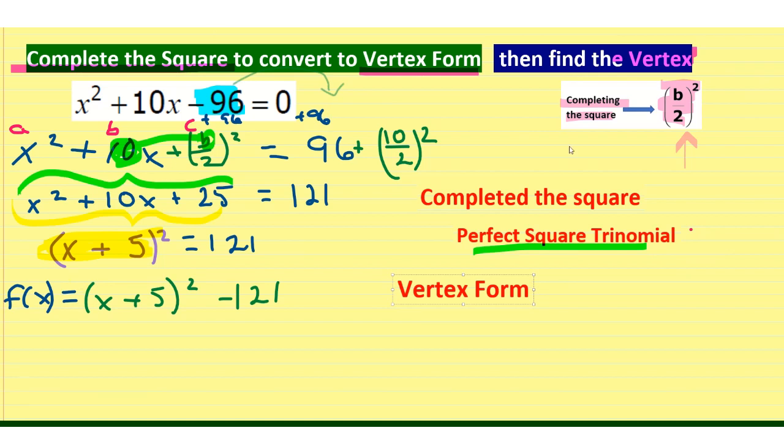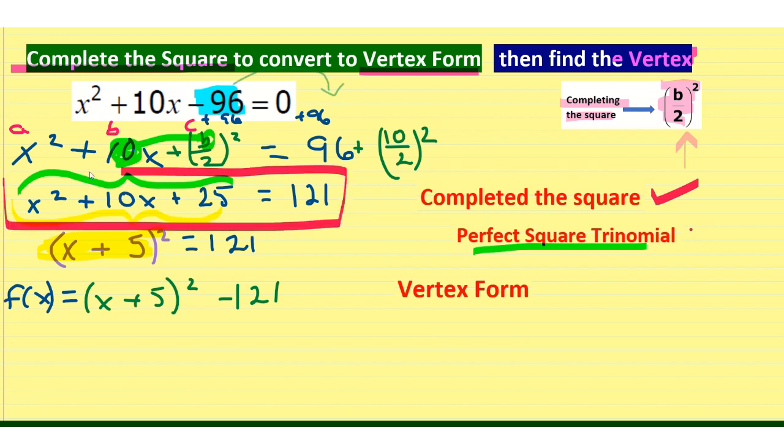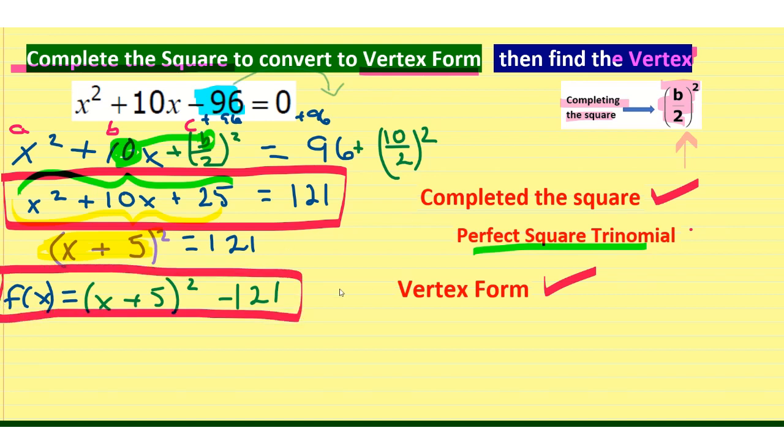So what we've accomplished here, we've completed the square. This is the completed square. We have turned it into a perfect square trinomial, which allowed us to factor it easily. And now we have found the vertex form. This is the vertex form of our original equation. It means that this equation is the same as the original equation.